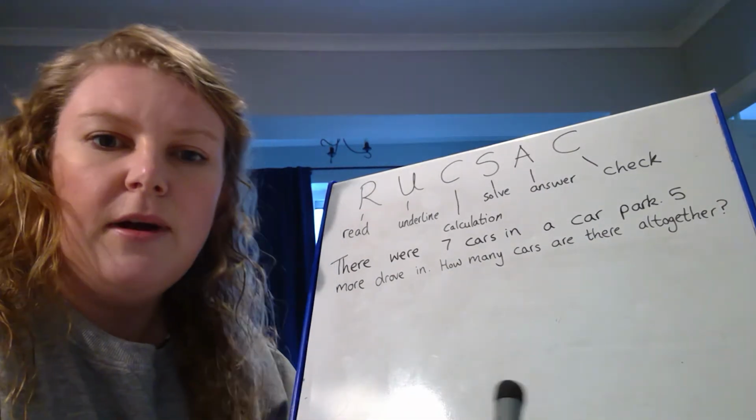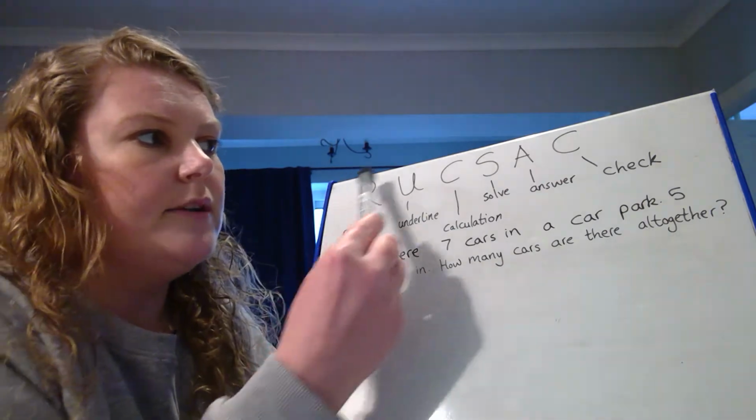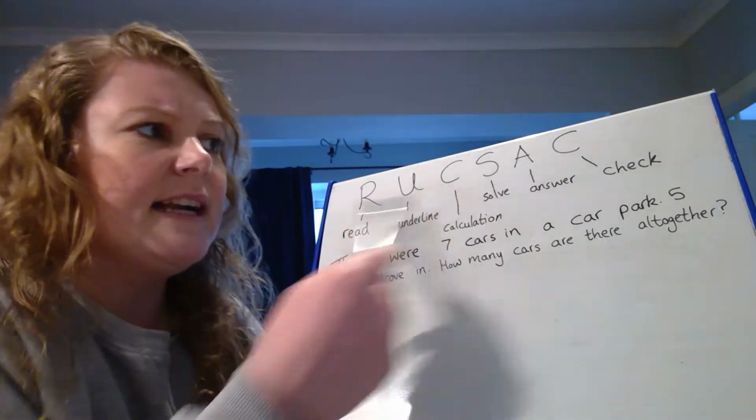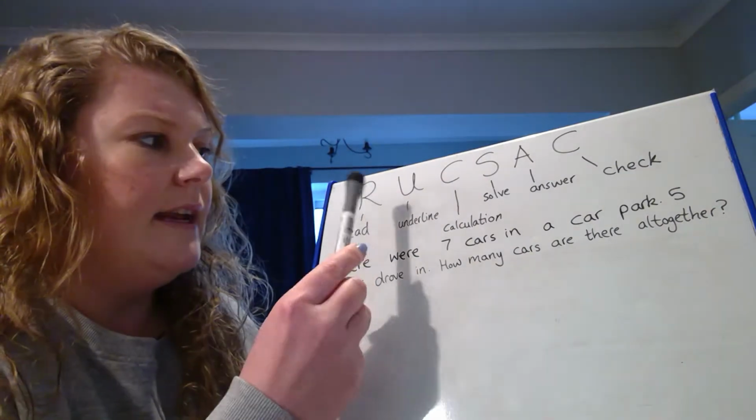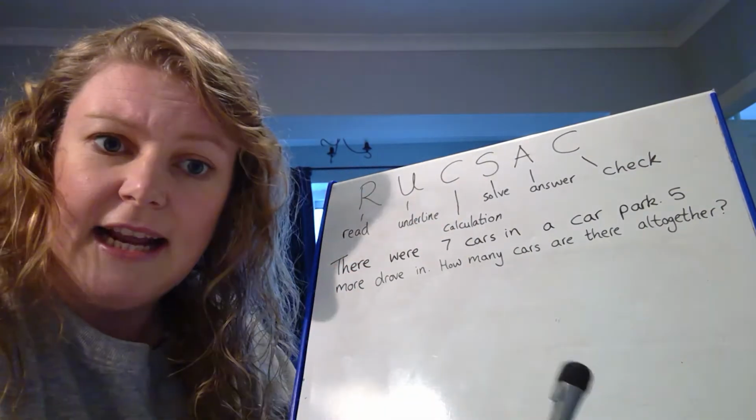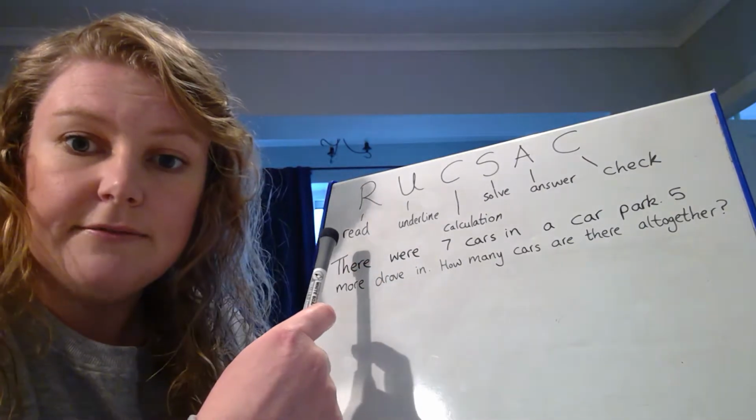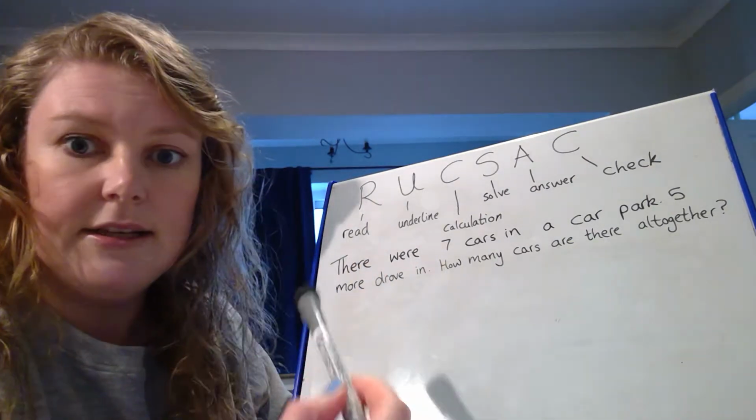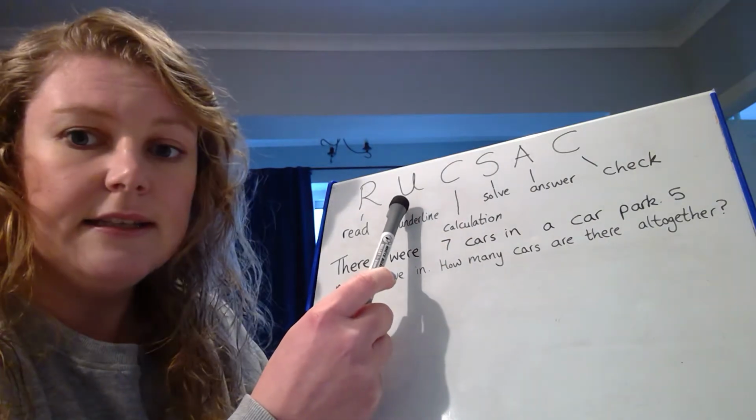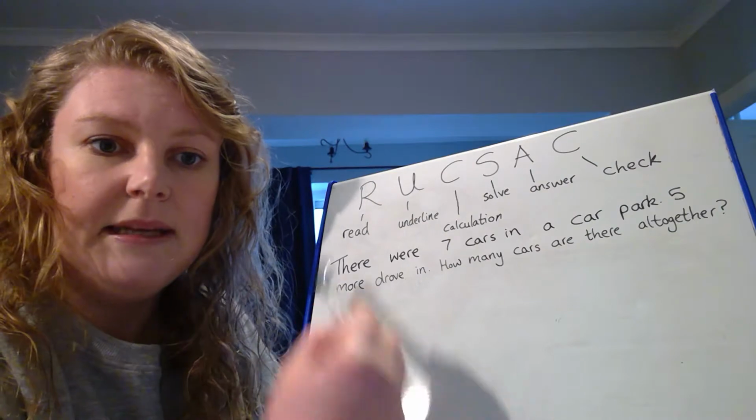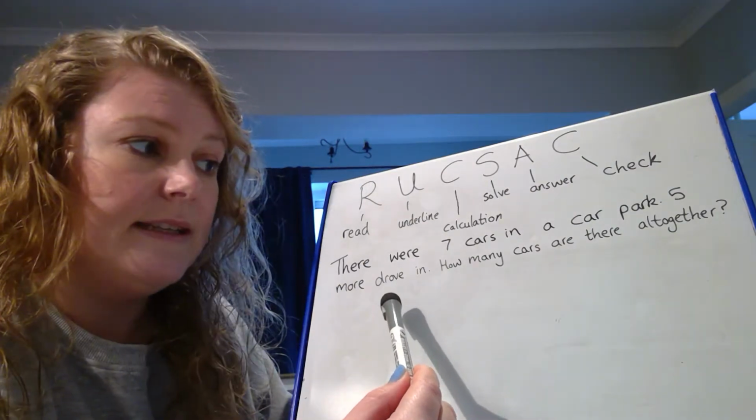Now, when we're solving word problems, we use the word rucksack to help us, okay? Which seems a bit strange, but rucksack is just an easy word to remember. And then each of the letters in the word rucksack help us to find the answer to this word problem. So the R stands for read. First job is to read the word problem. And then the U stands for underline. So we need to underline any of the important bits in the word problem to help us find the answer.